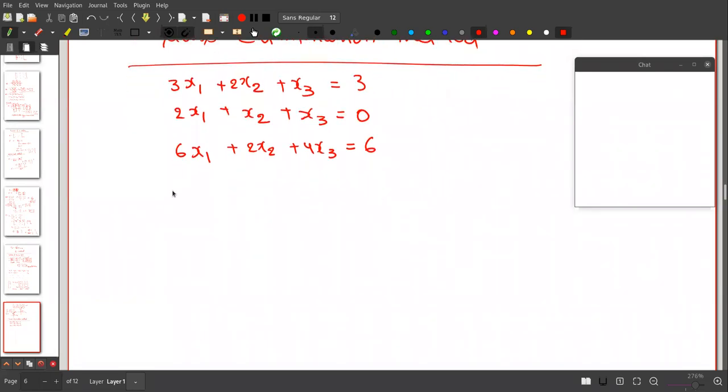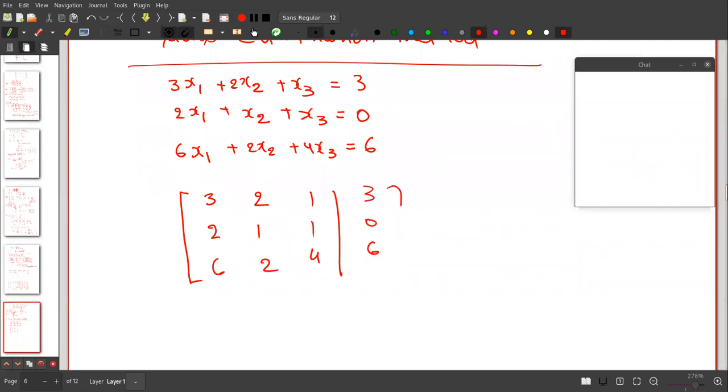So the first thing we want to do, we write this as augmented matrix form, that is 3 2 6 2 1 2 1 1 4 3 0 6. Fine up to this point.